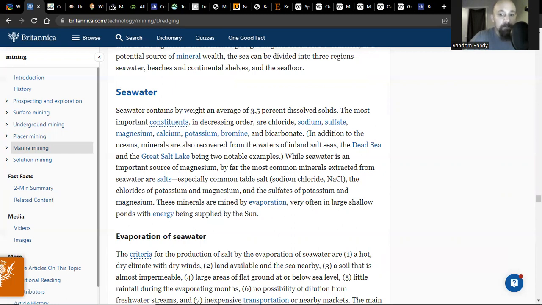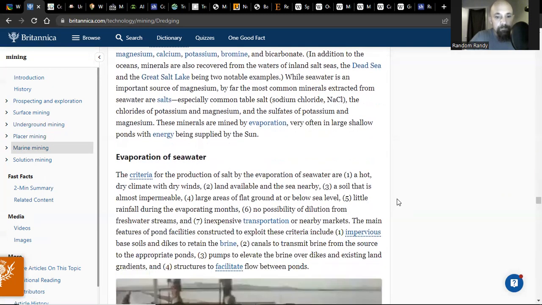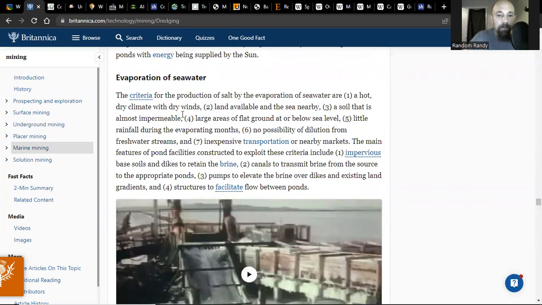So common table salt, right? Epsom salt, different salts are being extracted from the earth, pumped up to the surface, and then dried out. Okay, so evaporation of seawater, right? Different sea salts. You go to the store, you buy your sea salt. Where does it come from? It comes from underwater, underground, deep sea, undersea mining.